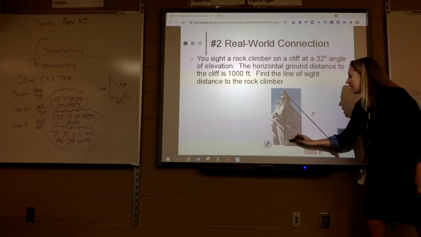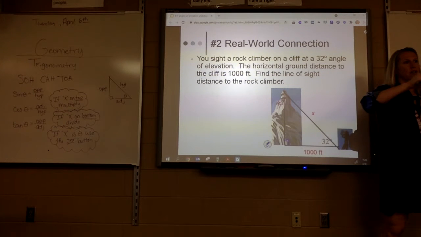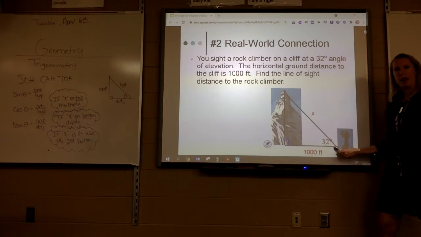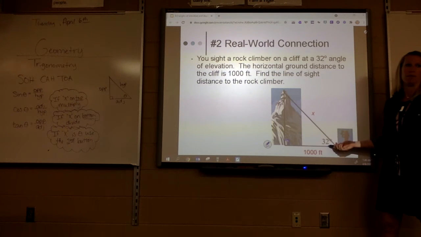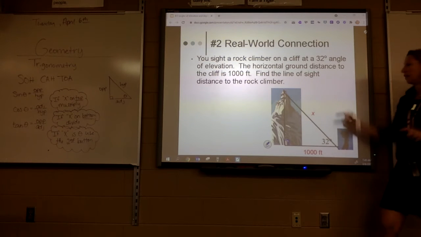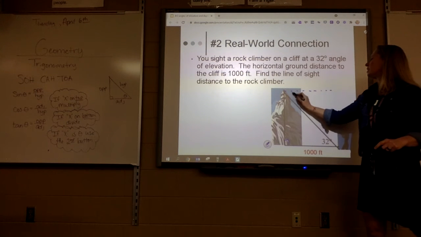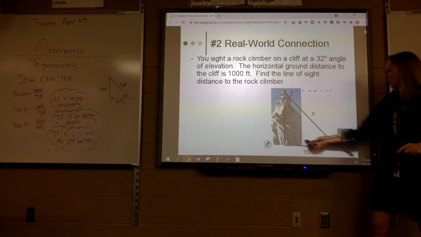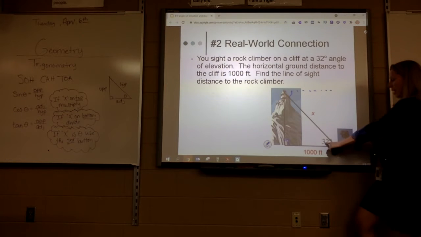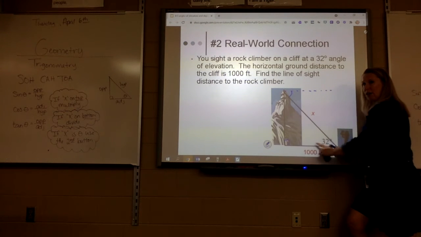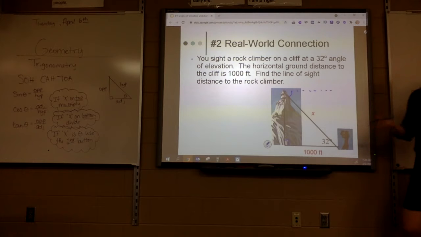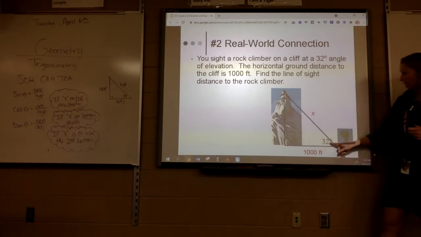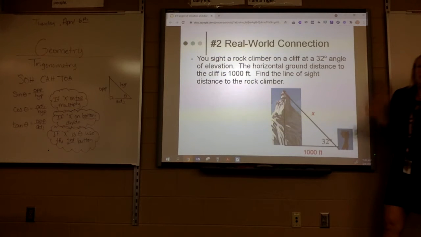So the angle that they give you, whether it's angle of elevation or angle of depression, is always going to go in this bottom corner by the right angle, okay? Every time. I don't care if it says angle of depression or angle of elevation, because your angle of depression is up here, and those two angles always equal each other. Angle of elevation right here. So no matter what today, your angle will always go by that right angle. So every single problem, you have a right triangle. Your angle is always going to go in the same spot. You just have to decide where everything else goes.